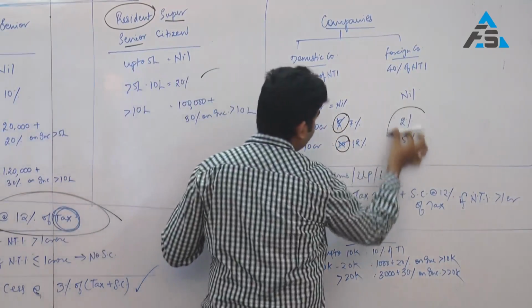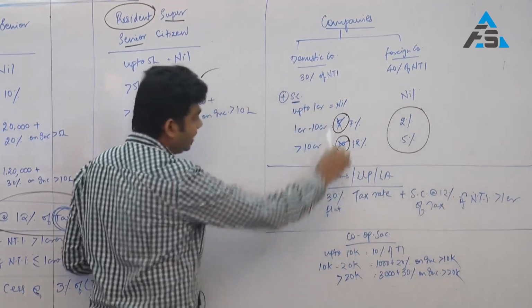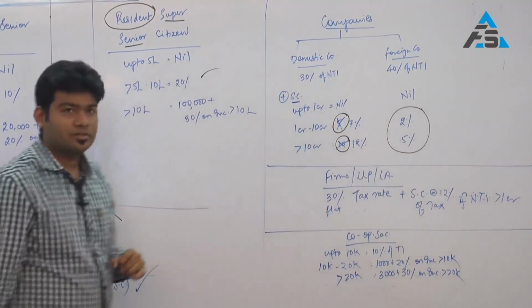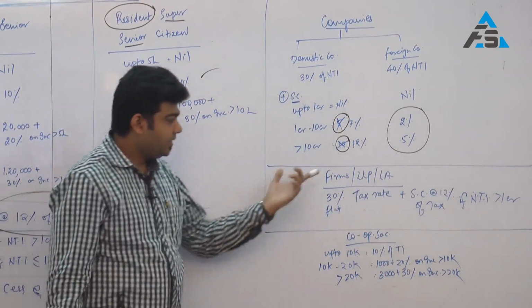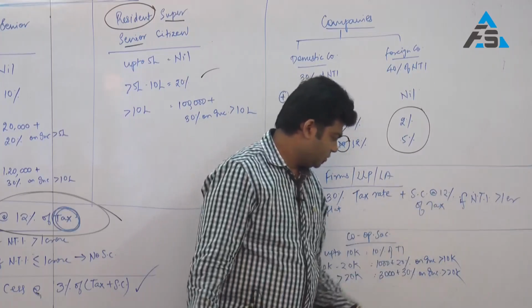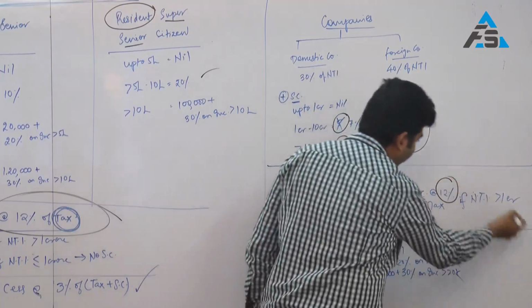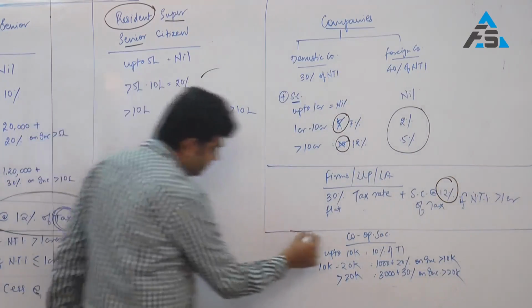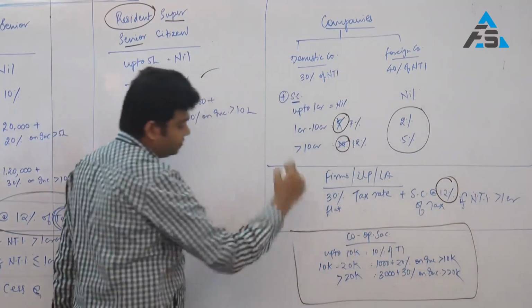No changes in surcharge rate for foreign company, up to 1 crore nil, 1 crore to 10 crore 2%, beyond 10 crores it is 5%. Firms, LLP, local authorities: 30% flat tax rate, surcharge at the rate of 12% of tax if net taxable income exceeds 1 crore. For cooperative society, there is a different slab structure that they have to follow.